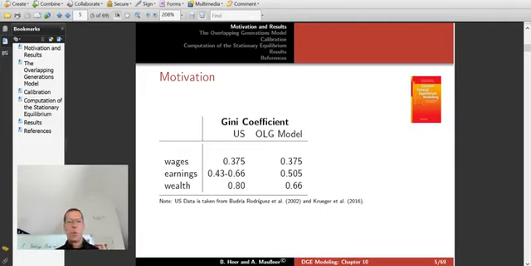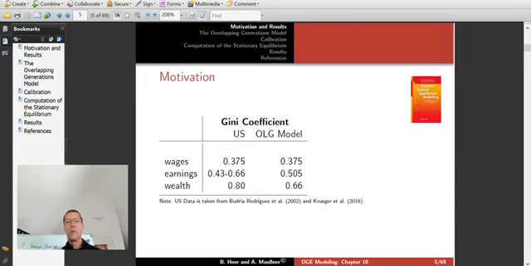Now, starting from the wage inequality as characterized by a Gini coefficient of 0.375, we have a Gini coefficient of earnings somewhere between 0.4 and 0.66. So it depends a little bit on the database, whether you use, for example, the Survey of Consumer Finances, SCF, or PSID data, and which period you use. So, for example, Budría Rodríguez finds something like 0.66 and Krüger finds something like 0.43 as the Gini coefficient of earnings.